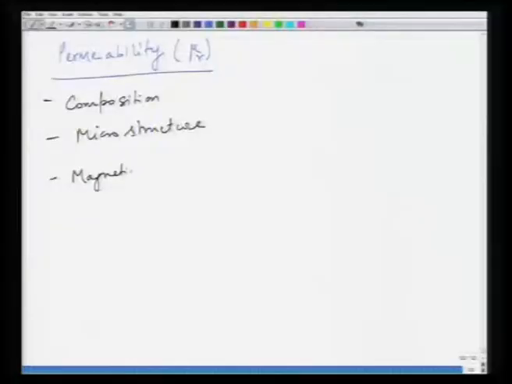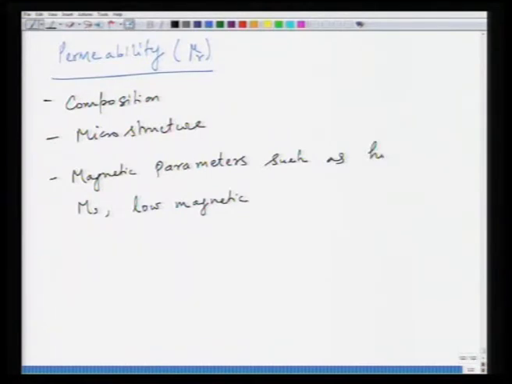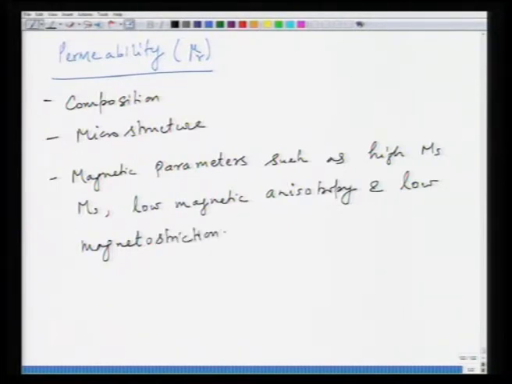So magnetic parameters such as your saturation magnetization, MS, or let us say high MS, low magnetic anisotropy, and low magnetostriction. Magnetostriction is essentially the coupling of magnetic and elastic properties, and which is low in these materials.